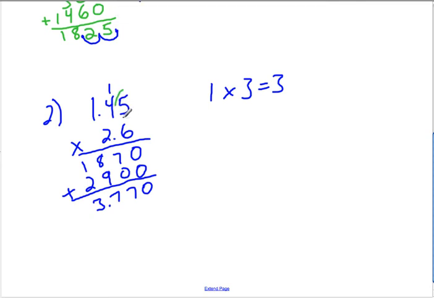So count the number of numbers after a decimal place. So we have 1, 2, and 3, which means we're starting on the right. We count in 1, 2, 3 to the left. So that's right, 3.770. And a 0 after the decimal on the end of a number can be dropped off. So we're just going to say equals 3.77. And so that is another example of multiplying decimals.